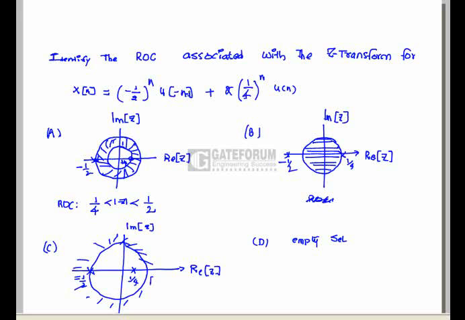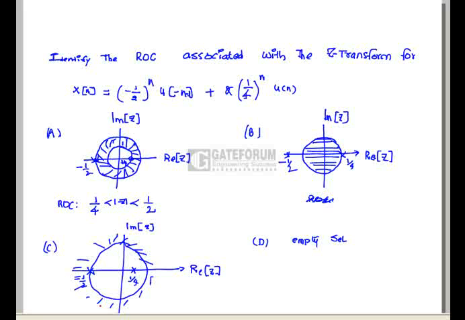Identify the ROC associated with the given Z transform equation. X of n equals to minus of n u of minus n minus 1 plus 2 into 1 by 4 n u of n. See, from the given sequence x of n, it is a two-sided sequence. Means the ROC is kind of a ring.